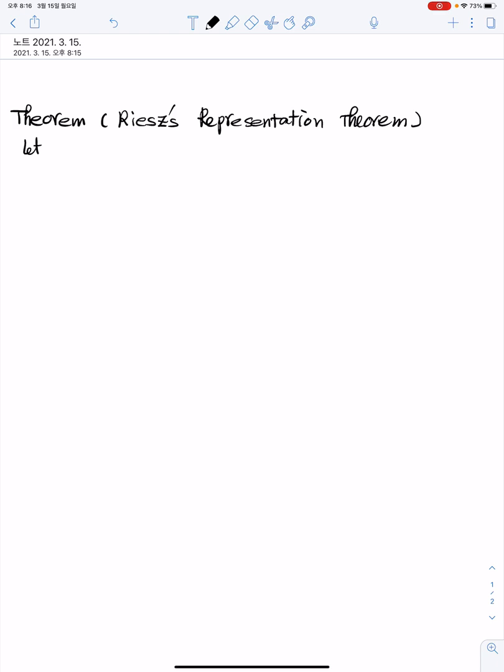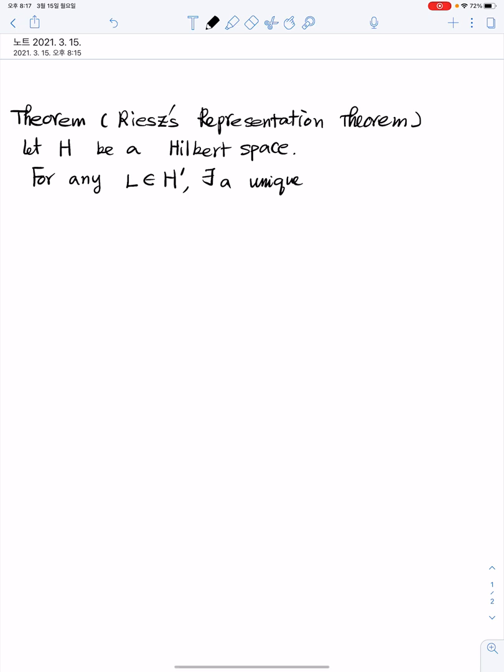Okay, so let H be a Hilbert space. Then for any L in H prime, so H prime is the dual space of H, there exists a unique U_L in H such that L(x) equals the inner product of U_L and x. Okay, this is for any x in H.